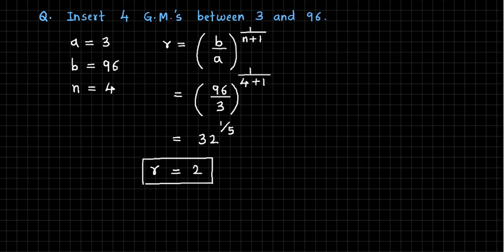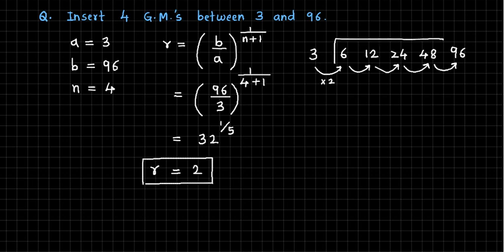Alright, so now let us insert the means. The first number is 3 and the last number is 96. We multiply 3 with the common ratio, which we found is 2. So 3 twos are 6. Again multiply by 2 to get 12. Once again multiply by 2 to get 24. And lastly we multiply by 2 to get 48. And we can confirm that when we multiply 48 by 2 we get the last number correctly. So therefore the required 4 geometric means are 6, 12, 24 and 48.